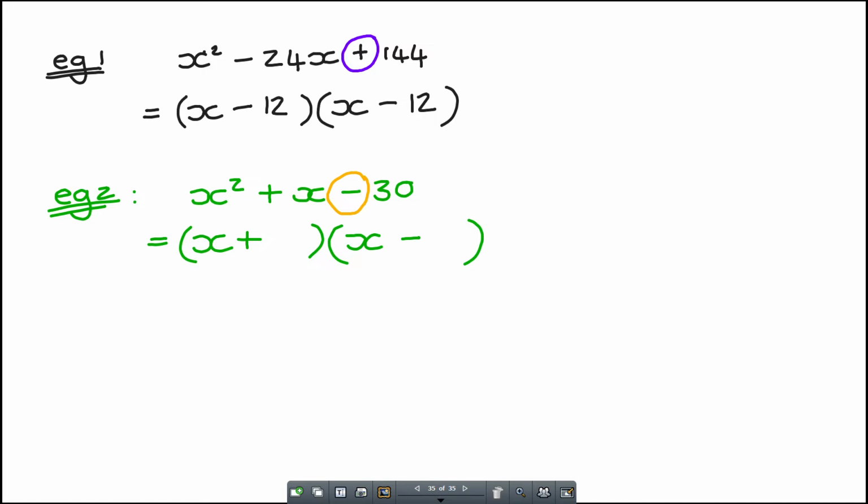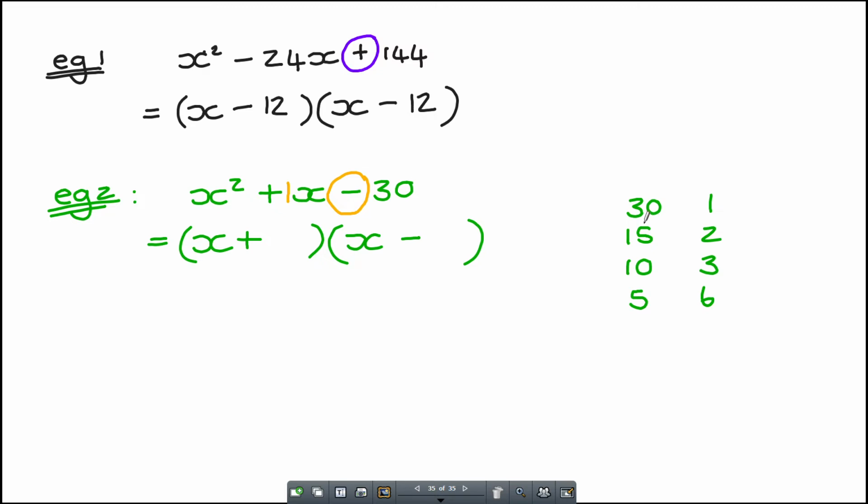Okay, so let's see what you would have done. We need to use that 30. Now 30 will be 30 times 1, or 15 times 2, or 10 times 3, or 5 times 6. Okay, now I've got to use them to get how much? If there's nothing written there, there's actually a 1. I'm supposed to get positive 1.